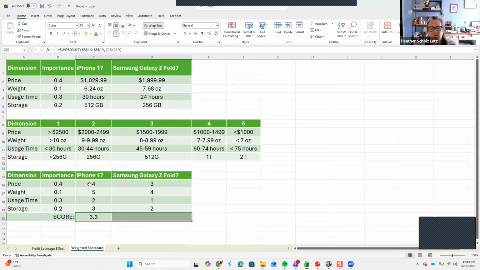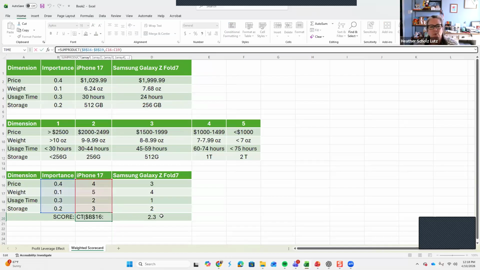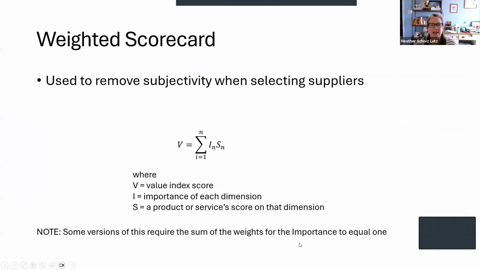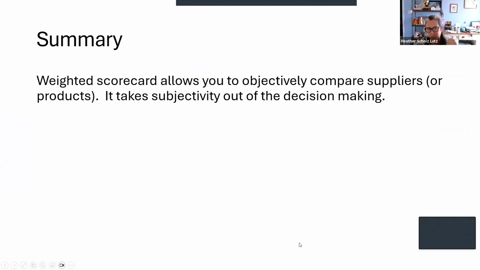It's taking 0.4 times 4 plus 0.1 times 5 plus 0.3 times 2 plus 0.2 times 3, which gives us a total score of 3.3. The same formula, again, I can copy and paste it because these dollar signs lock in the importance cells. If you look here, it's still using these times this, and it's a score of 2.3. So again, the way that you would analyze it is you choose the one with the higher score. In this case, we would choose the iPhone 17 because it gives us the best value, taking out our subjectivity. So we did our example. Again, it's taking subjectivity out of your decision making.